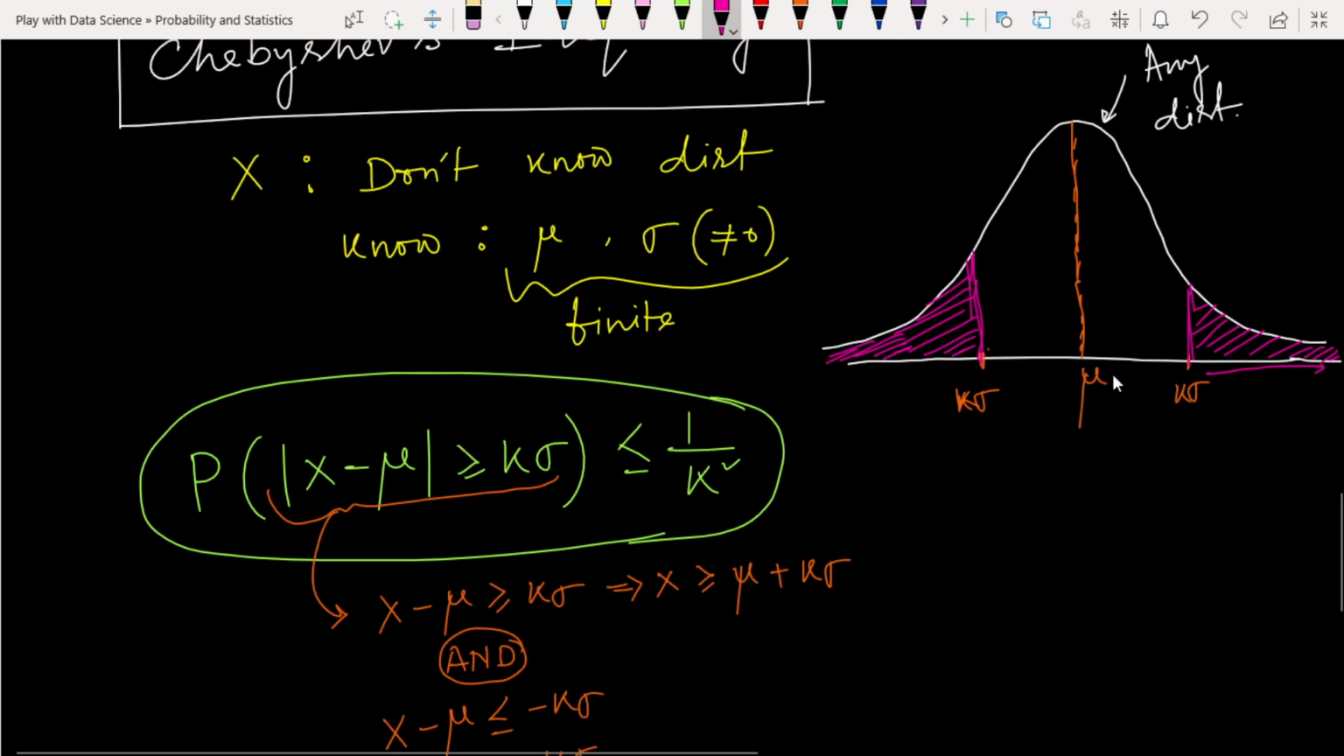If the values fall into those regions, the Chebyshev inequality tells us that this value will be less than or equal to 1 over k square. Actually, the Chebyshev inequality does not give the proper answer. It gives some hint about the answer, a beautiful approximation. This means in this range we have at most 1 over k square of the points.